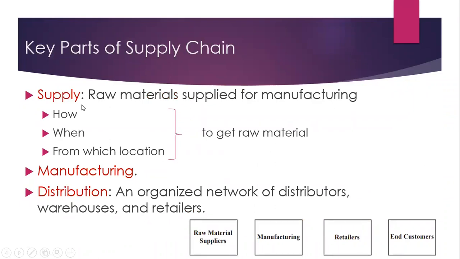So these are the key parts of supply chain. The three key parts of supply chain include supply, manufacturing, and distribution. So supply is raw material supplied for manufacturing. It includes how, when, and from which location to get raw material. Then distribution is an organized network of distributors, warehouses, and retailers. So these are the key parts of supply chain. One is the supply of raw material, then manufacturing, and then the distribution network. It includes warehouses or stores also.